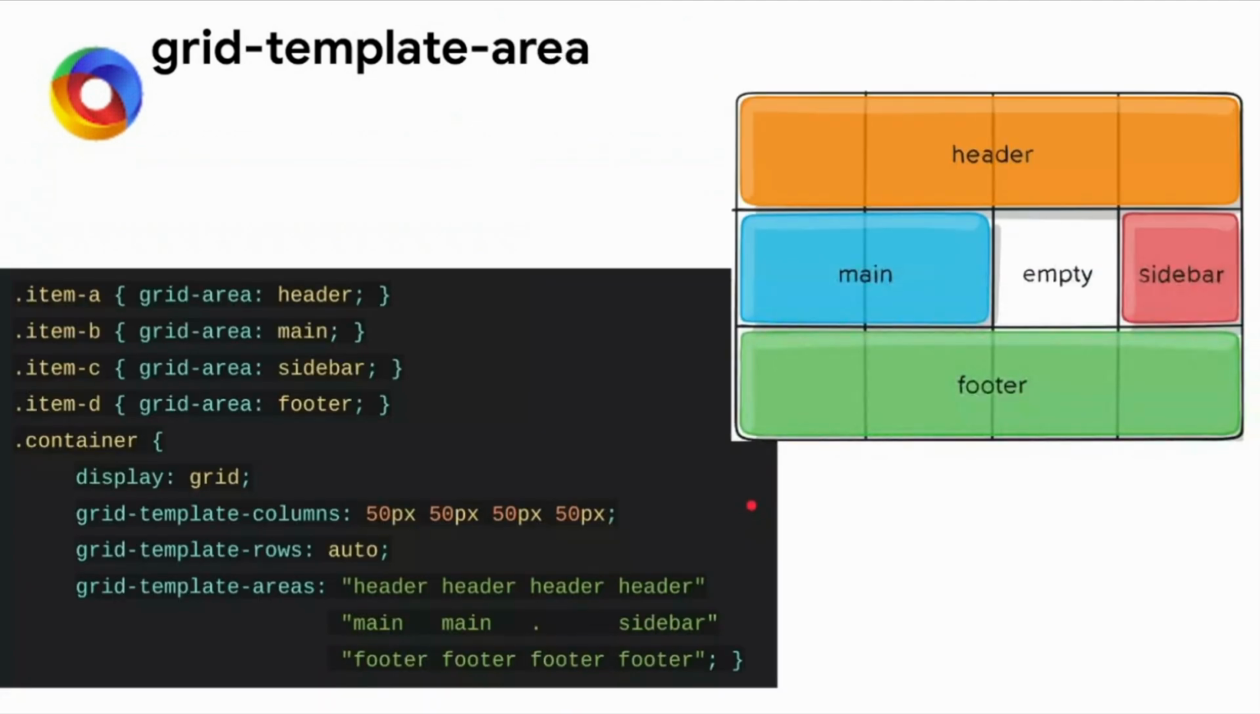So similarly, we can mark an area. Here, if you can see, this area is there. I have marked this as the header, this one as main, this one remained empty, this one as sidebar, and this one as footer. So basically, we can name each one of the grid items accordingly.